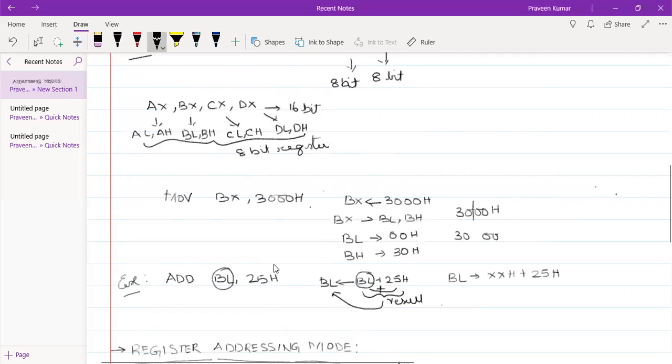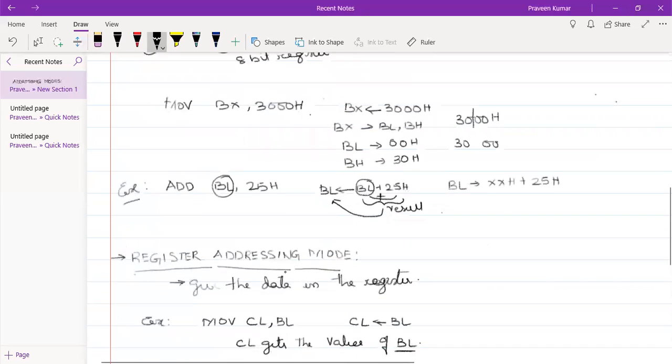Here I have given the data directly in the instruction. The data is not somewhere else in a register or in memory, so there is no need to fetch the data from the memory or from a register. It adds directly to the contents available in BL with the data given in the instruction, so it saves us time. This is the first addressing mode, that is, immediate addressing mode.